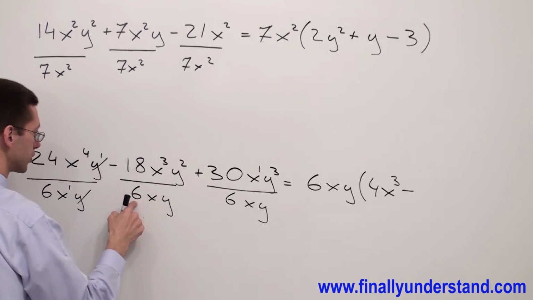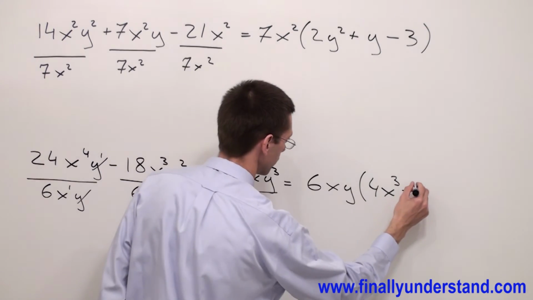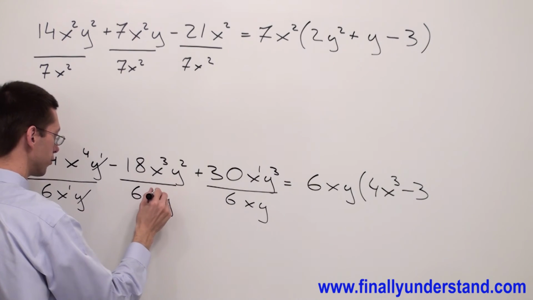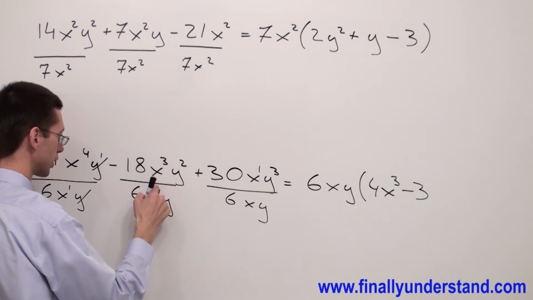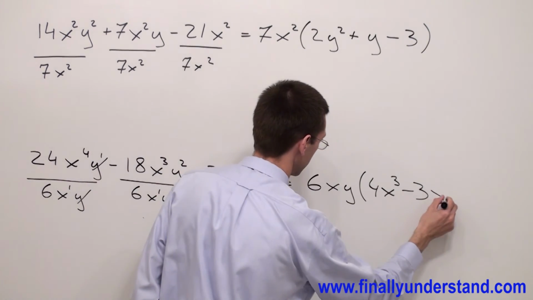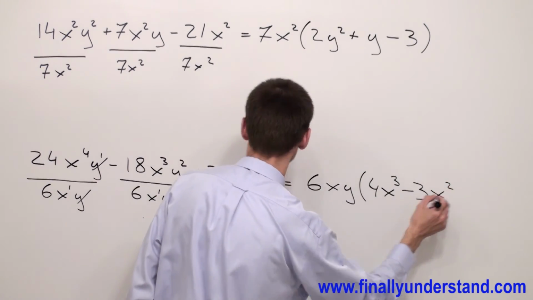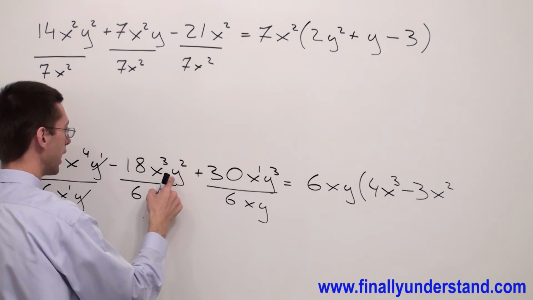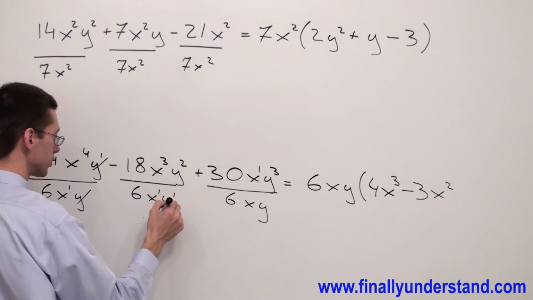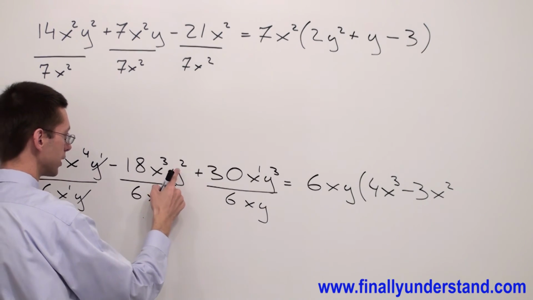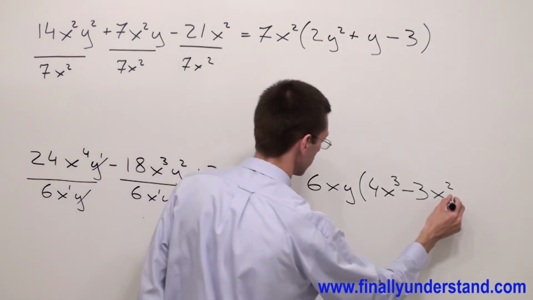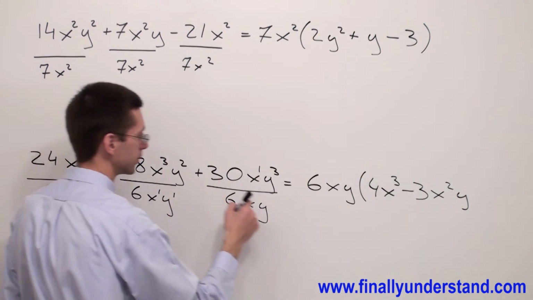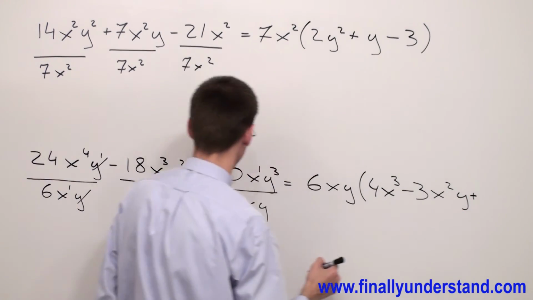18 divided by 6 is 3. X to the third divided by x to the first. We have to keep the base and subtract the exponents. So I have x to the second power, because 3 minus 1 is 2. And I have y to the second divided by y to the first. I have to keep the base and subtract the exponents. So I'm going to have y. Next, copy positive sign.